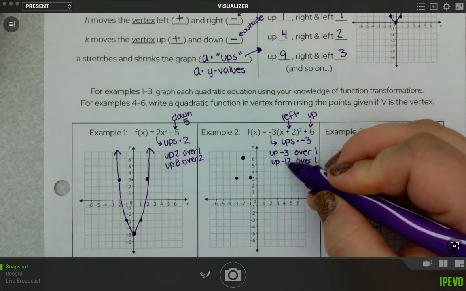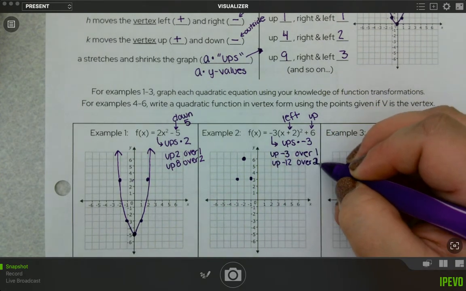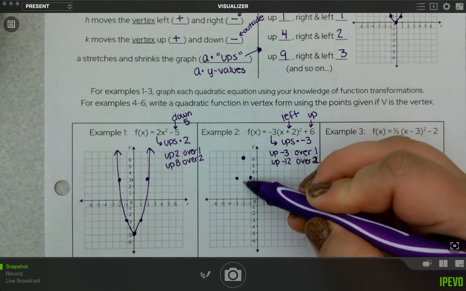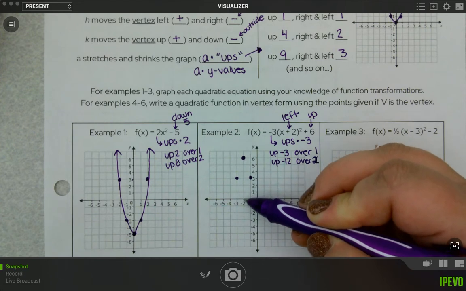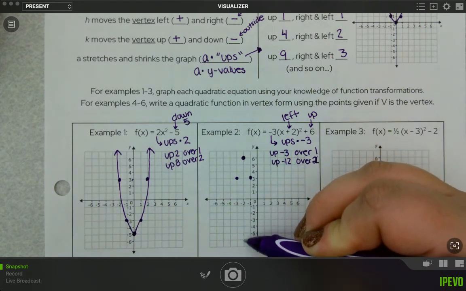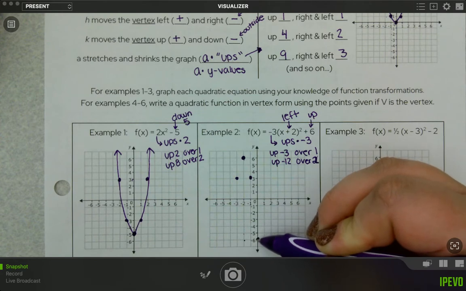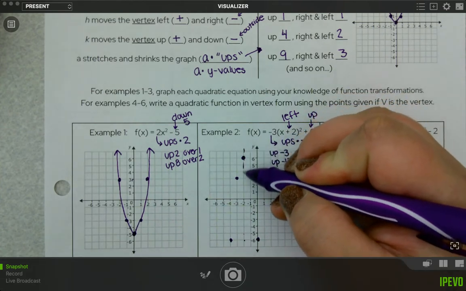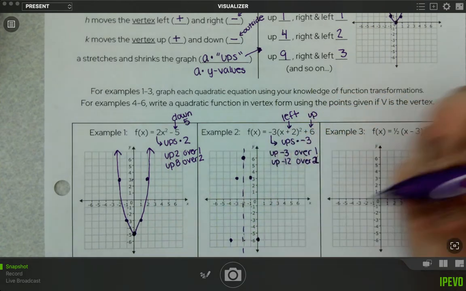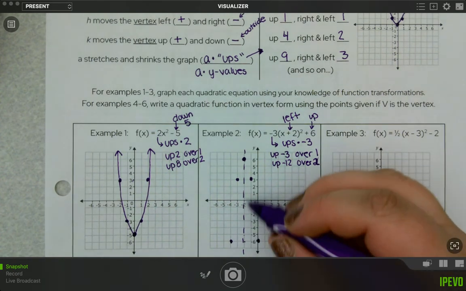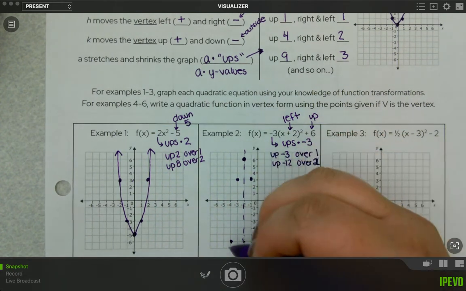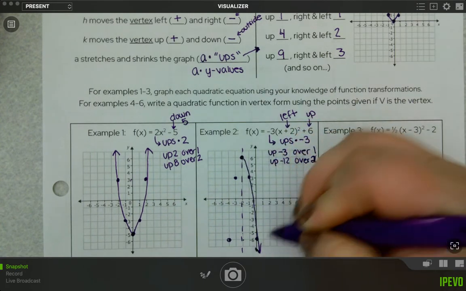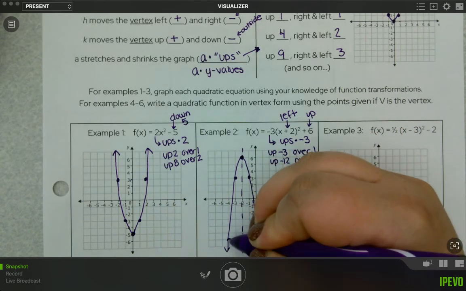And then down 12 over 1, or sorry, over 2. Don't forget to change that to over 2, like I just did. So I'm going down 1, 2, 3, 4, 5, 6, 7, 8, 9, 10, 11, 12 over 2, over 2. If it makes it easier for you, you can draw a dashed line down the middle to help you remember where the center is. This is called the axis of symmetry, and we're going to talk about it a lot tomorrow or on the next lesson. And then I'm going to draw my U. So it really is just following the pattern.